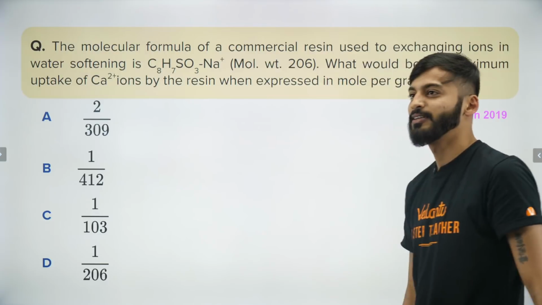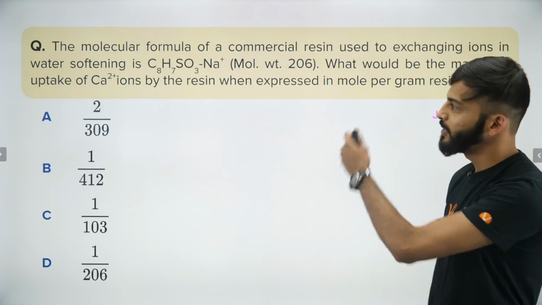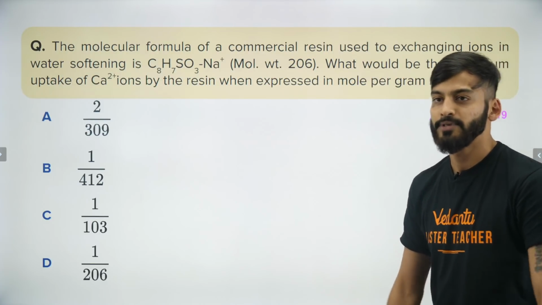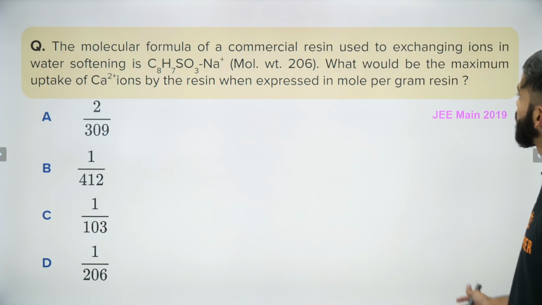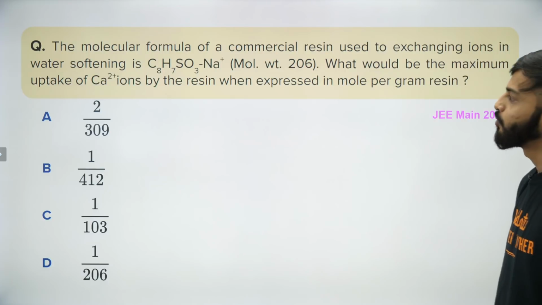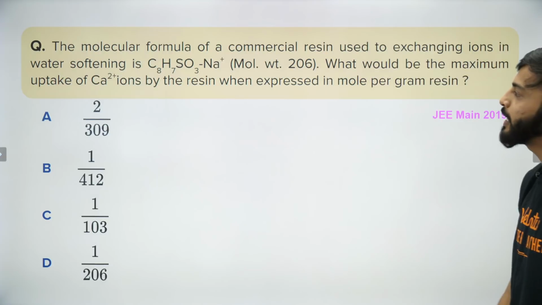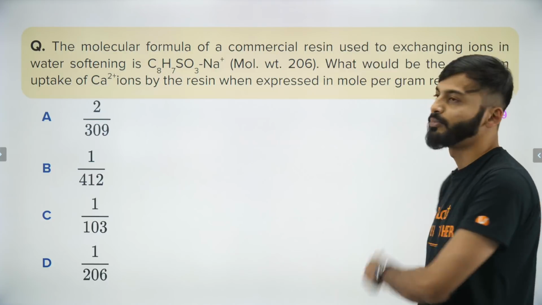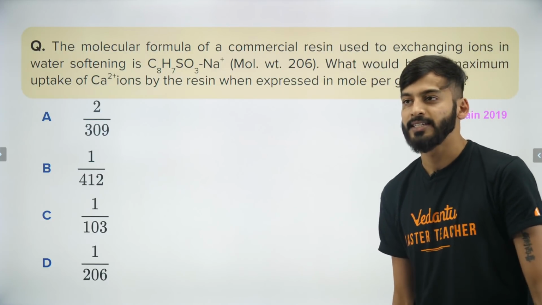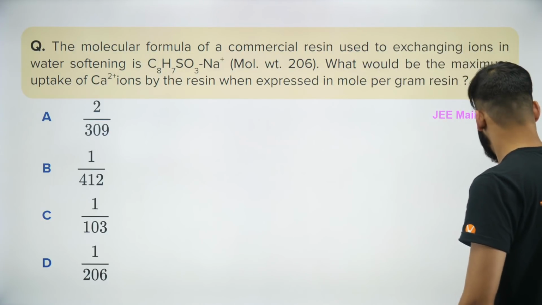So the first question. It is a 2019 JEE Mains question. Please check this out. I'm giving you time. Your time starts now. The molecular formula of a commercial resin used for exchanging ions in a water softening process is given. This is the resin. What would be the maximum uptake of calcium ion by the resin when expressed in mole per gram of resin? Okay. What is the answer?